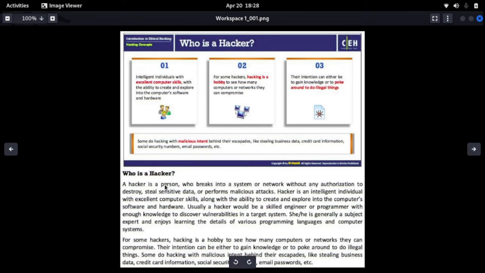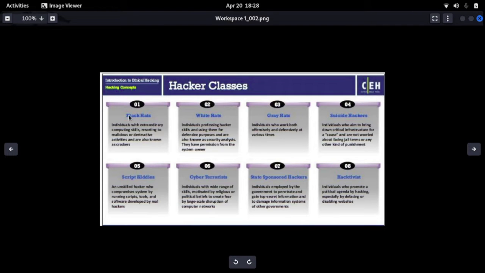So now you know who a hacker is: a person who breaks into a system or network without any authorization, mainly to steal or destroy or to cause a malicious attack. Okay, so let's quickly look at the classes of hackers. We have the black hats, white hats, gray hats, suicide hackers, script kiddies, cyber terrorists, state-sponsored hackers, and hacktivists.